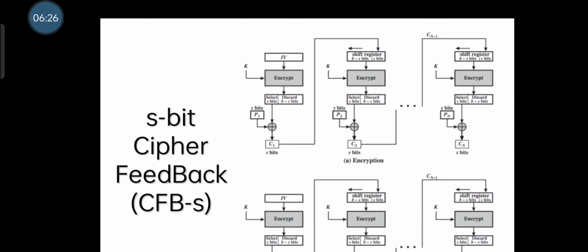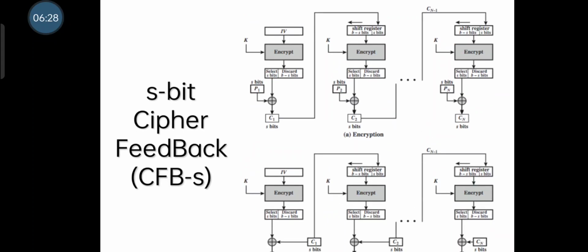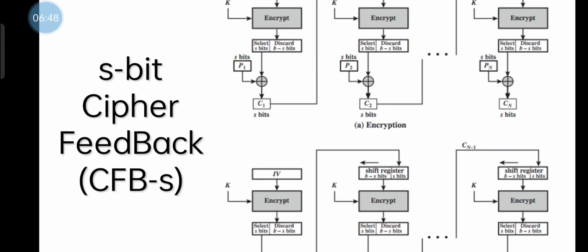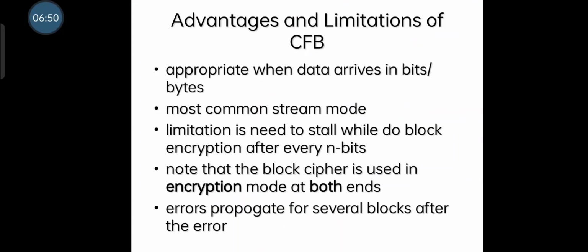As you can see, first I will be using the initialization vector and encrypting it, and then I will be selecting only the S bits part and the remaining bits will be discarded. Then I take that part and XOR it with the plaintext S bits, and in this way I produce the value. So in this way the encryption is done here. Advantages are that it is appropriate when the data arrives in bits and bytes and is the most common for stream modes. Errors will be propagated if there is any error.